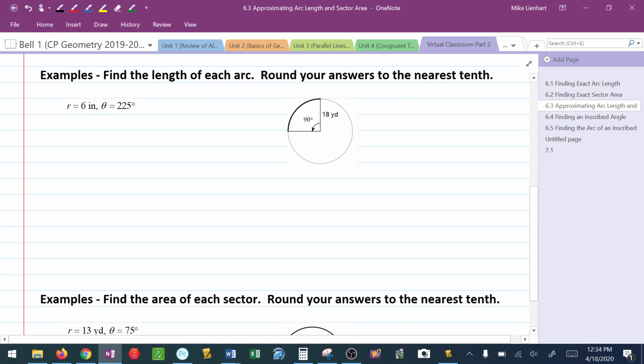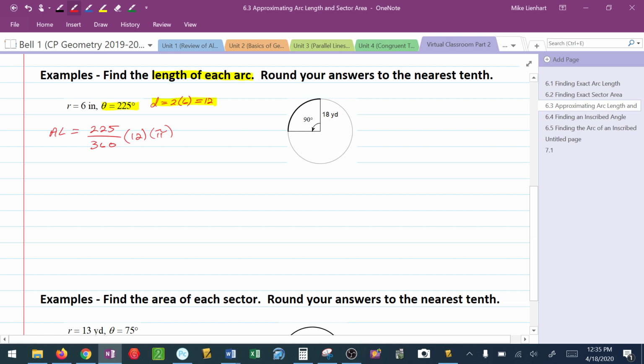The first one here. Notice in the directions, you've got to pay attention. It says find the length of each arc. That's telling me they want me to find arc length. I know that for arc length I need theta, got it, and I need the diameter. I don't have it, but I know the diameter is 2 times 6, or 12. So there's the second piece of my puzzle. I'm going to take theta over 360, or 225 over 360, times the diameter, 12, times pi.